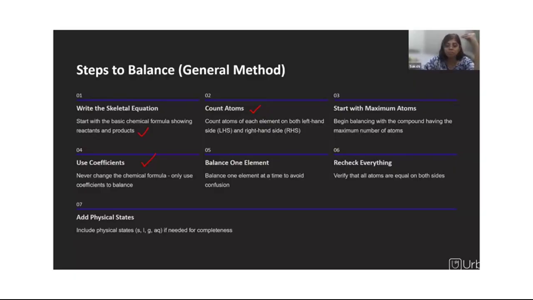Next is balance one element at a time. Otherwise, it will create a lot of confusion. So we need to balance one element at a time. And this method is a hit and trial method.